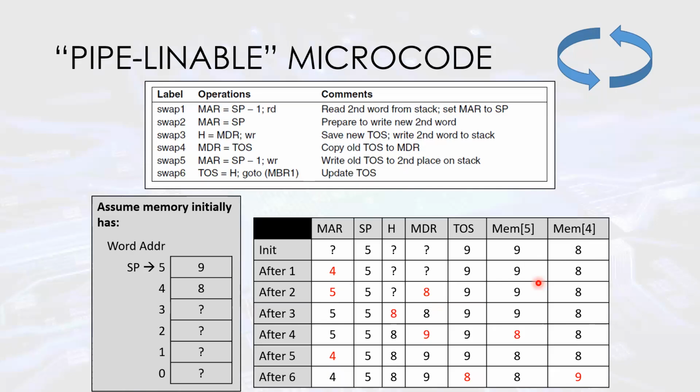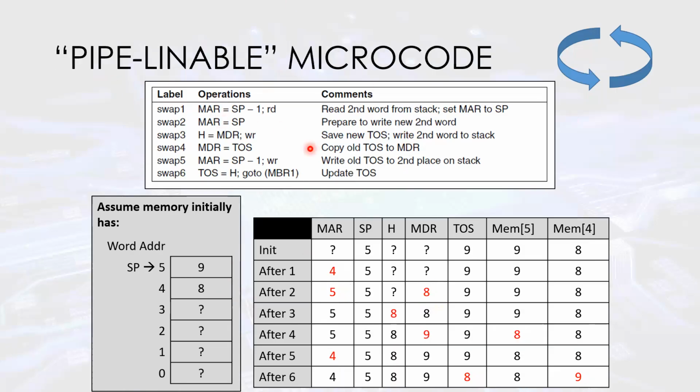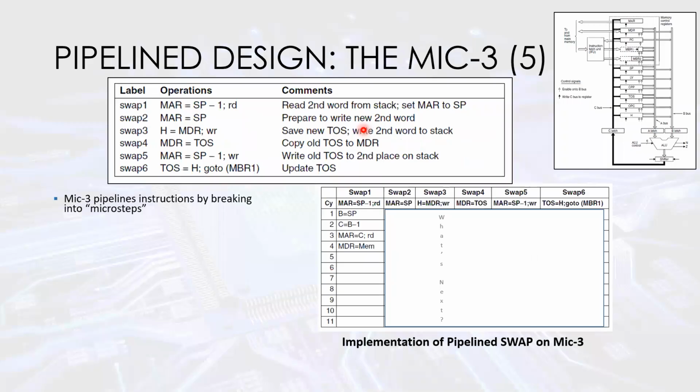All right, so this code, we just kind of broke down non-pipeline, but this code is pipelineable, okay? So now in this next slide, we're going to take that same swap and break it down into micro steps. Now, before I even explain anything, I want you to look at the chart first.